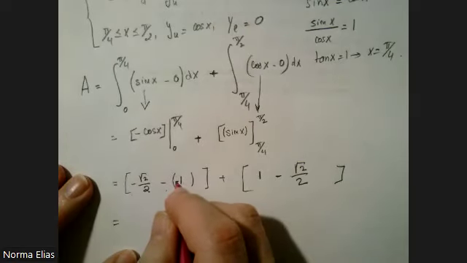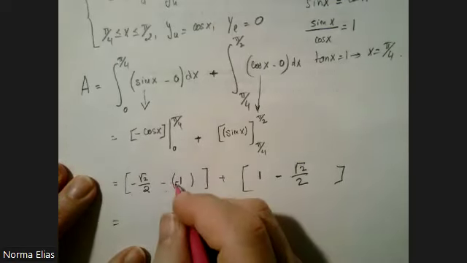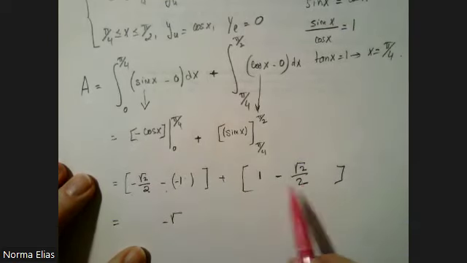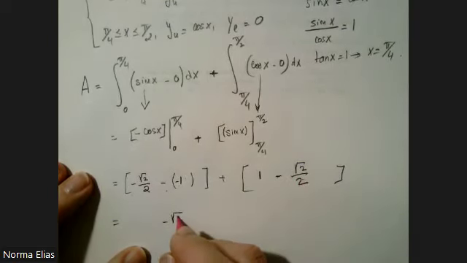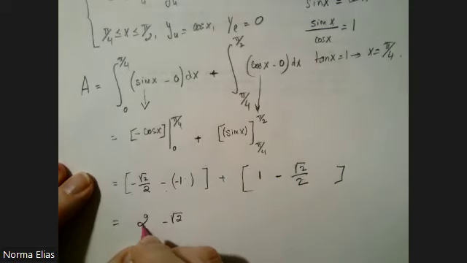Oh, sorry, this is a minus 1 here. No, this is 1. No, this is minus 1 here. So I will have minus square root of 2 minus square root of 2. That would give me that. 1 plus 1 equal to 2.